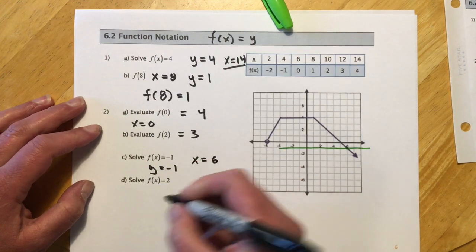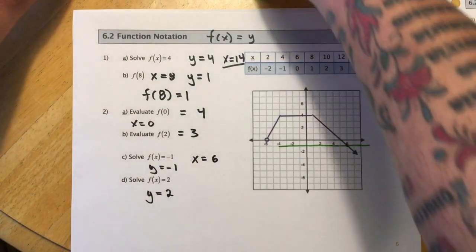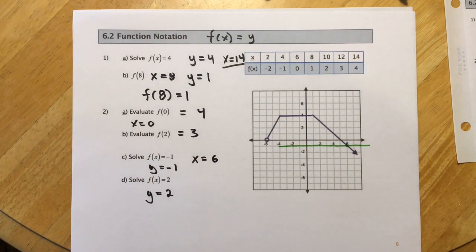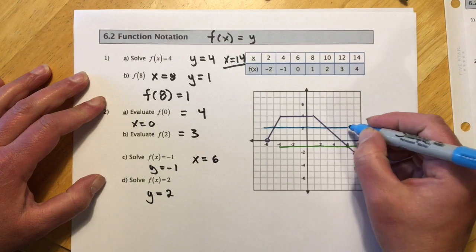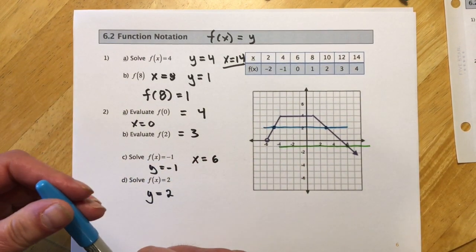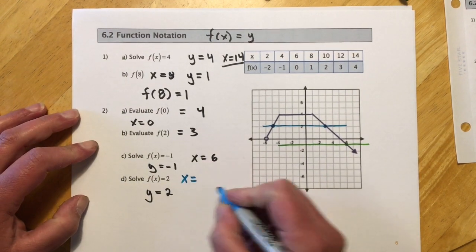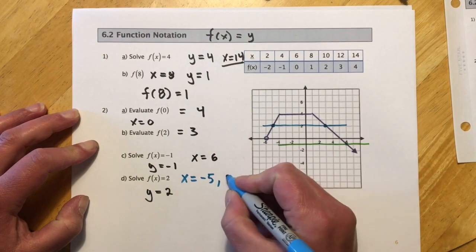And then solve f of x equals 2, so that would be like y equals 2. So if I draw a line through there at 2, it looks like right here and right here. So notice we can get more than one answer for the x. So x equals, looks like -5 or 3.